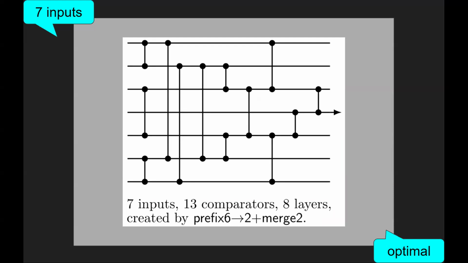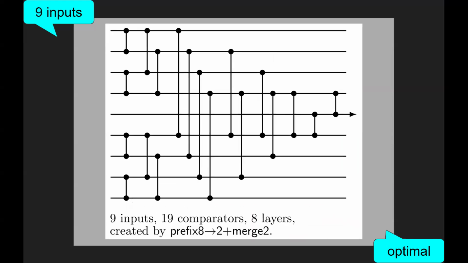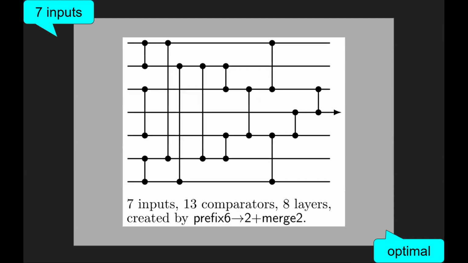Yeah, so we compute from 6 inputs to 2 and then merge 2. This is also optimal. A question about optimal: couldn't you optimize for the number of comparators or the number of layers? Oh, very good question. Right now I'm only optimizing for the number of comparators, but the number of layers is of course interesting if you care about other physical aspects. But for now, it's just the number of comparators.